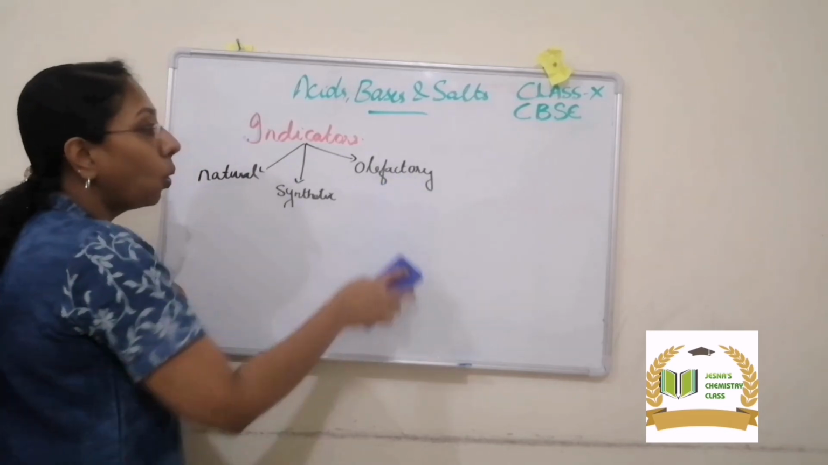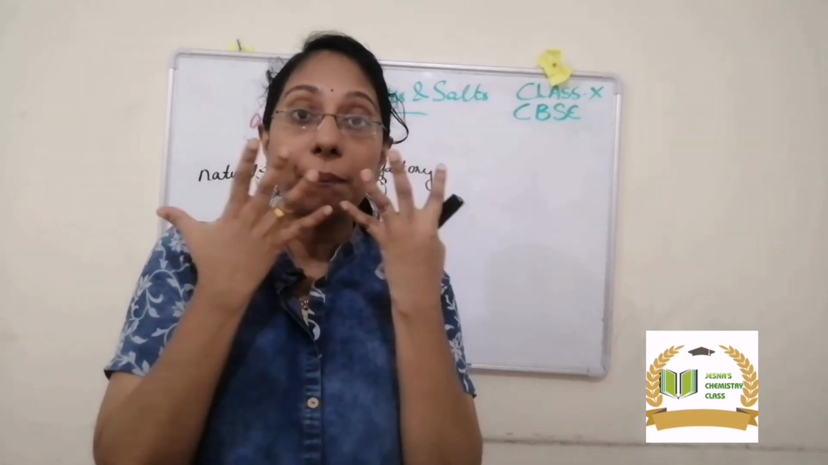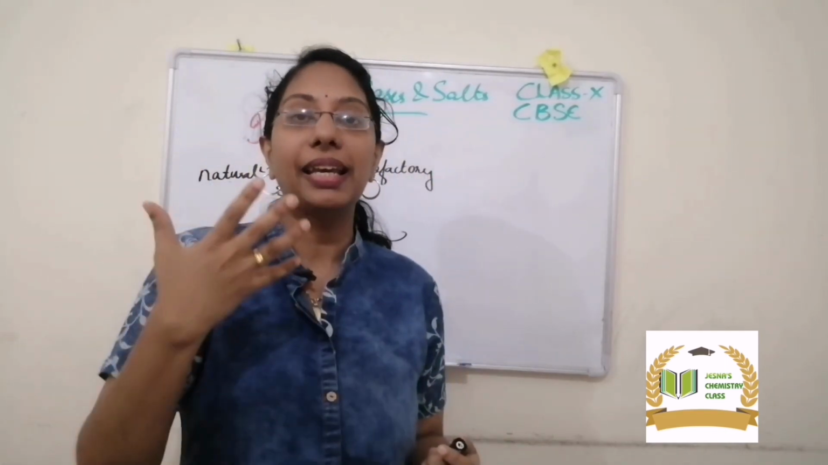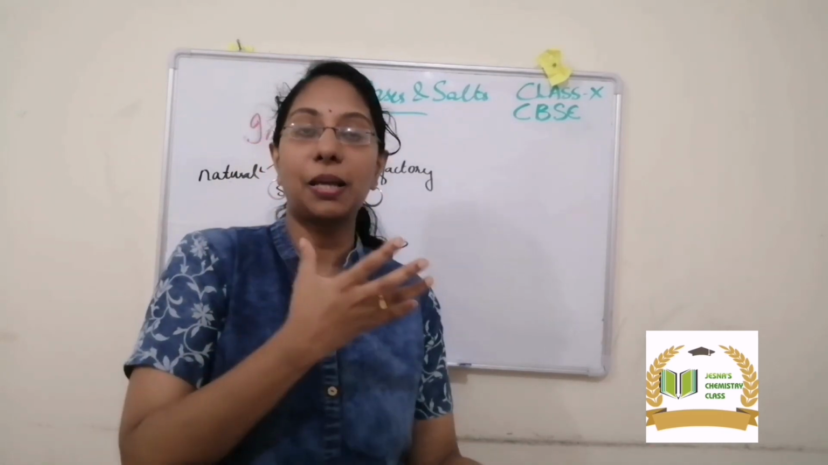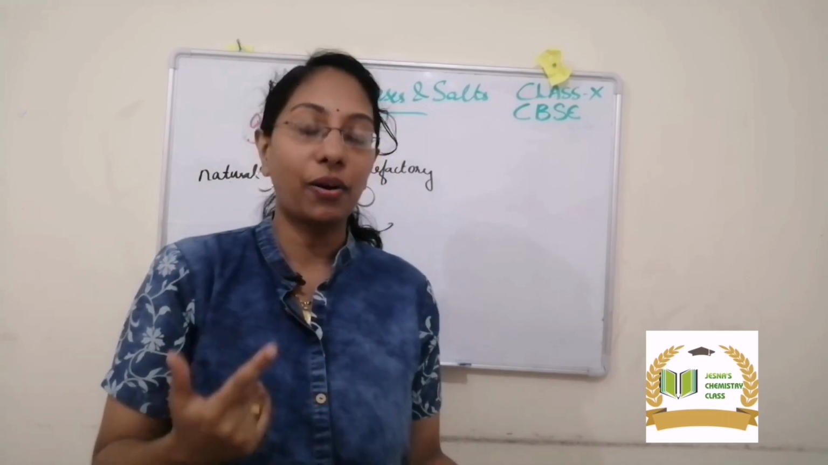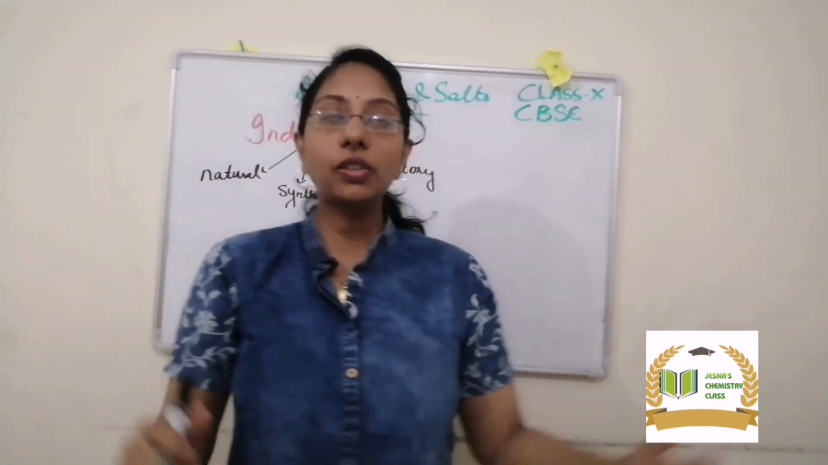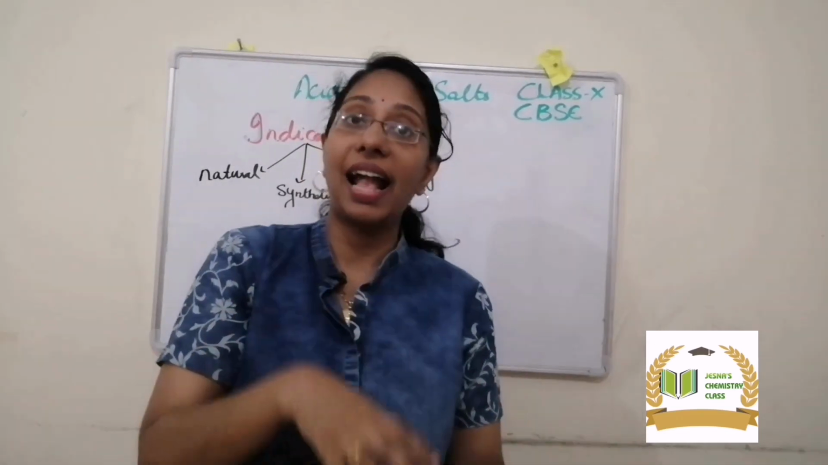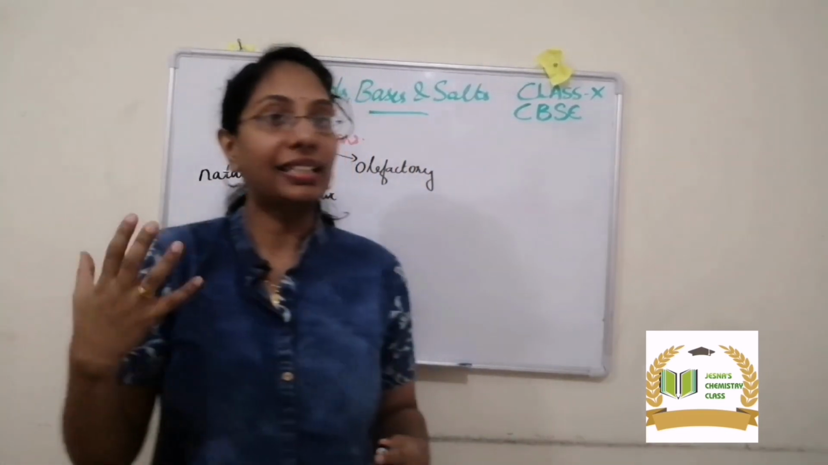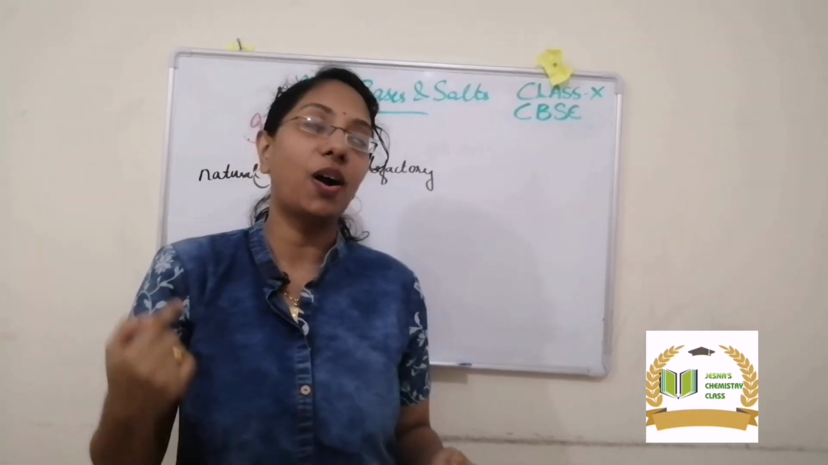The last comes the olfactory indicators. Olfactory means something which gives us a smell. These are also natural indicators. By the smell of certain substances, we can identify whether it is an acid or a base. How we do this using olfactory substances, we will discuss. Olfactory indicators are substances which change their smell when they are added to an acid or a base.